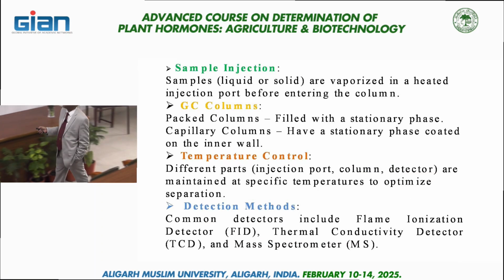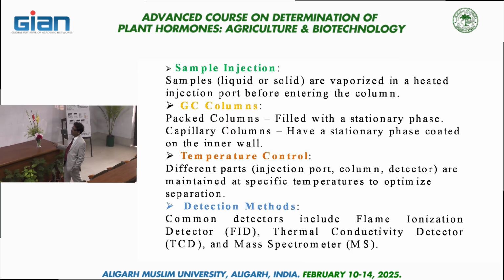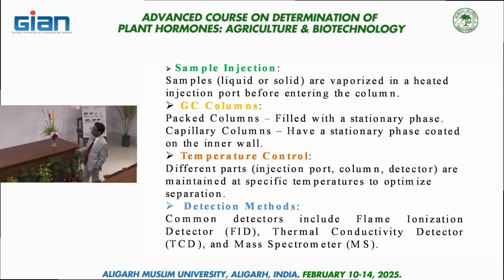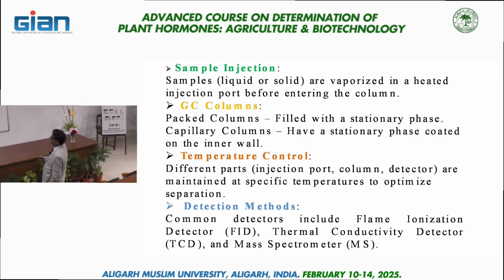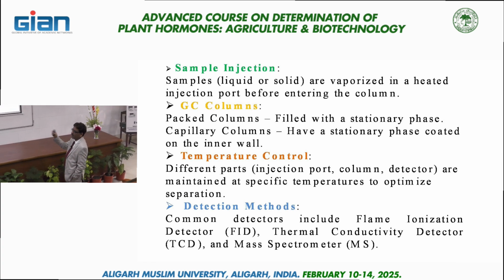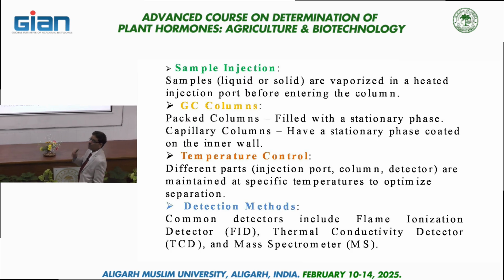Then we have a sample injection. It may be liquid or solid or vaporized in heat. Then GC column, that is the packed column, capillary column. Then we have a temperature control, that might be different parts: injection port, column, detector. All three are maintained at a particular specific temperature to optimize the separation of that material.